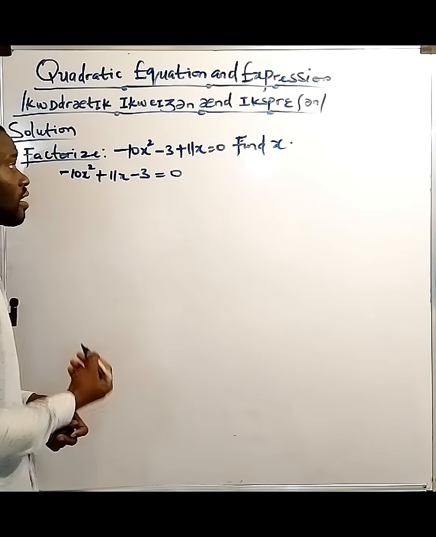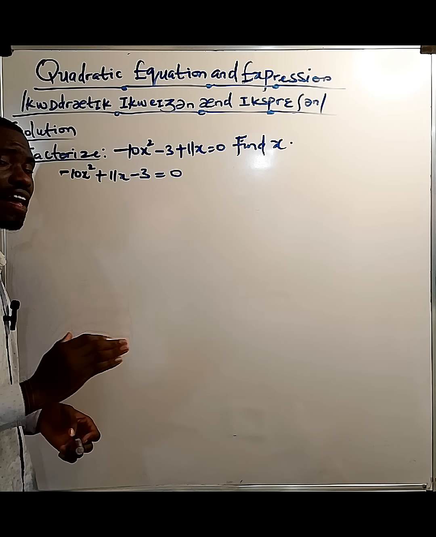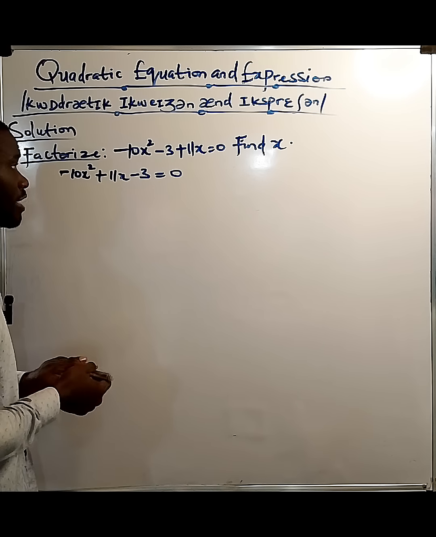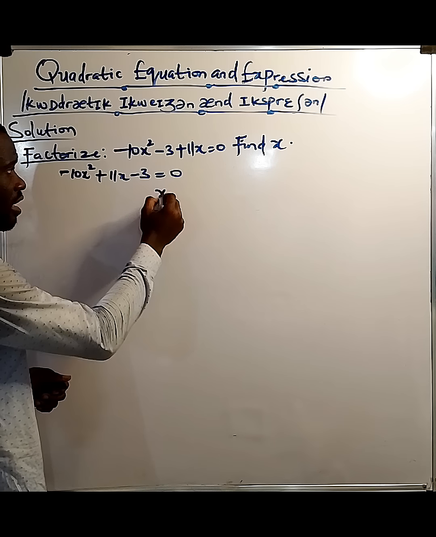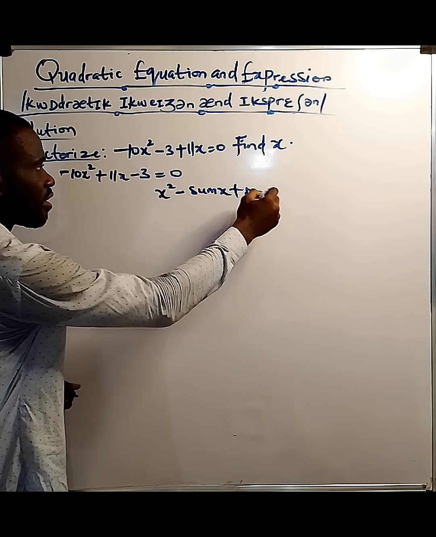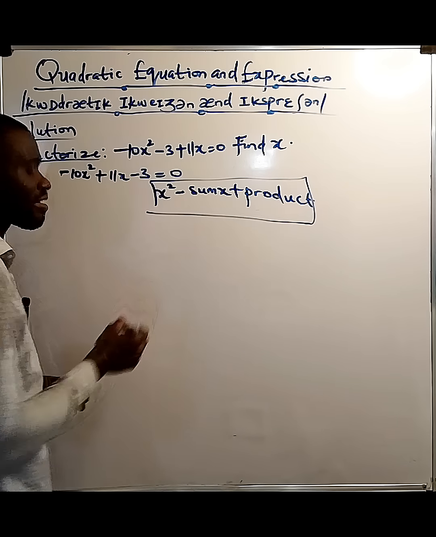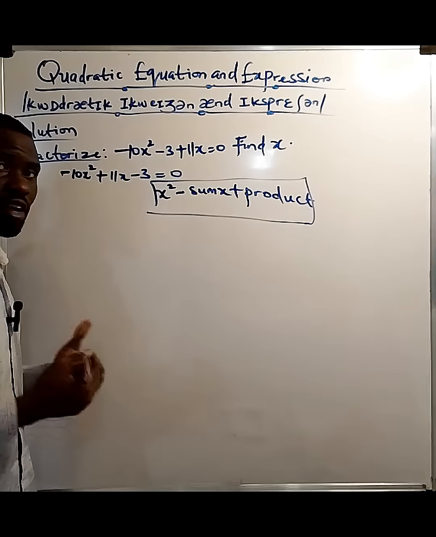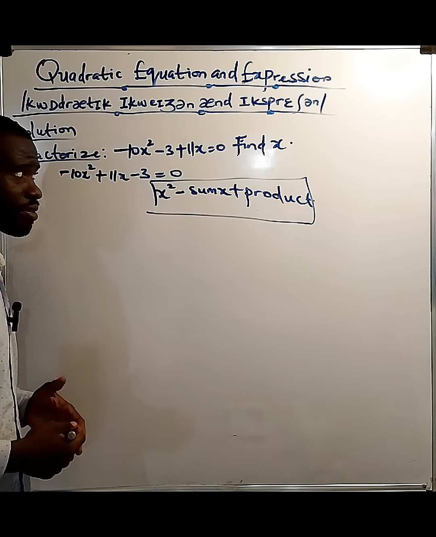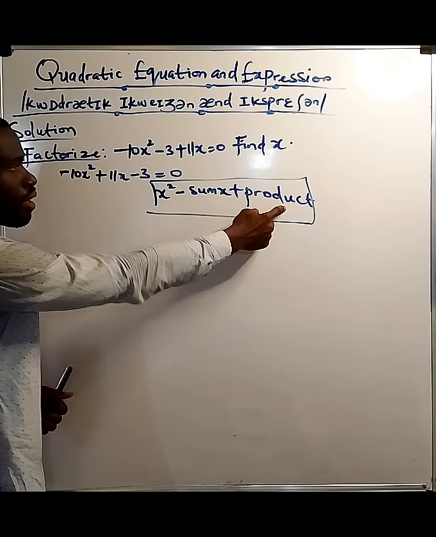Now, don't forget that whenever we want to use the factorization method, because we are asked to factorize, there is a major formula that was derived the other time: x squared minus sum x plus product. This is what we use to factorize. Whenever we are asked to solve a quadratic equation using a factorization method, we have to deploy this. This is very important. X squared minus sum x plus product.